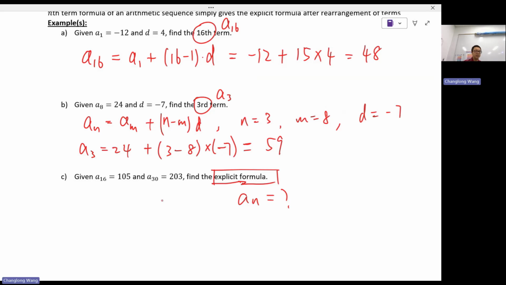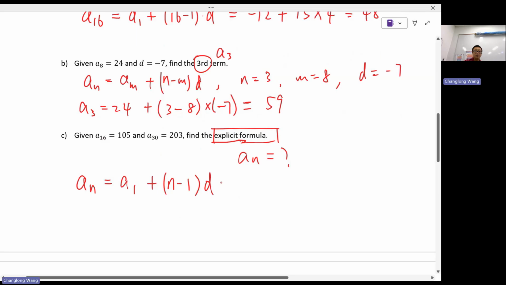All we know is that it is arithmetic. Let's start from a sub 16, and you have a sub 30. Those two terms are taken from the sequence. Now let's say you're such a big fan of the first formula that I showed you, a sub 1 plus n minus 1 times the d. So you need to find out what a sub 1 is, and also what the d is. But let's focus on the common difference at this point.